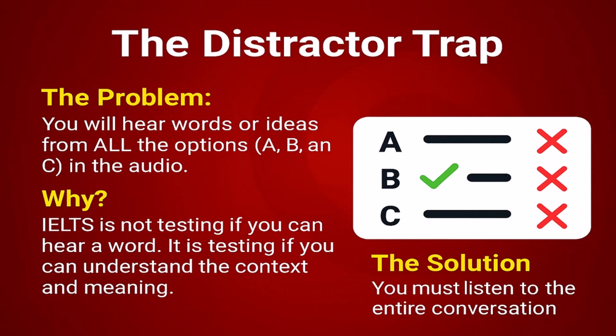Let's start with the number one reason students get multiple choice questions wrong. It's the distractor trap. In almost every question, you will hear keywords or ideas related to all 3 options, A, B, and C. Why do they do this? Because this question type is not a simple word matching game. It's a test of true comprehension. The test makers want to know if you can understand which option is being presented as a possibility, which one is being corrected or rejected, and which one is the final confirmed answer.